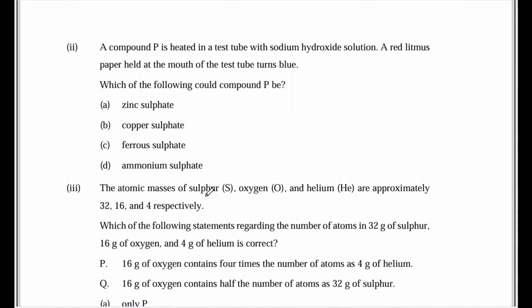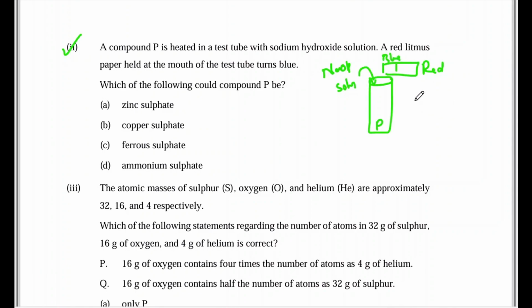Second question. A compound P is heated in a test tube with sodium hydroxide solution. A red litmus paper held at the mouth of the test tube turns blue. So there is a test tube. There is some compound P in this. They have added sodium hydroxide solution, NaOH solution, and they held a blue litmus paper, sorry, red litmus paper. So it is changing to blue.